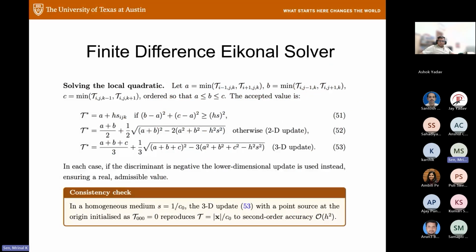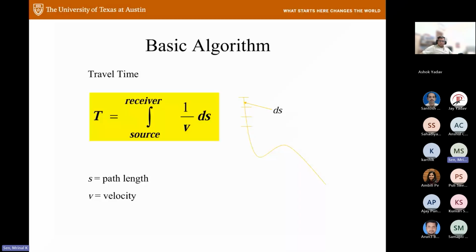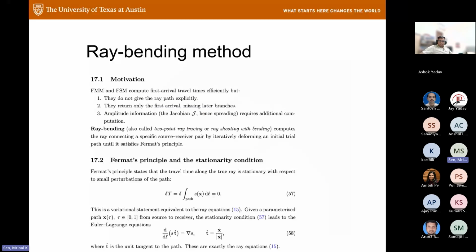Then there is another method, called the ray bending method. The first arrival methods, like I showed you, the finite difference based method, I'll touch upon that method a little bit later also, is ray bending. The reason we want to look into ray bending is that it is motivated by the fact that these methods do not give you the ray path explicitly. You have to compute it from those gradients, and they return only the first arrivals, missing later branches.